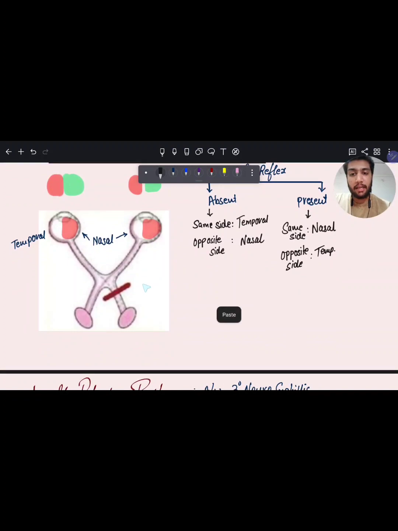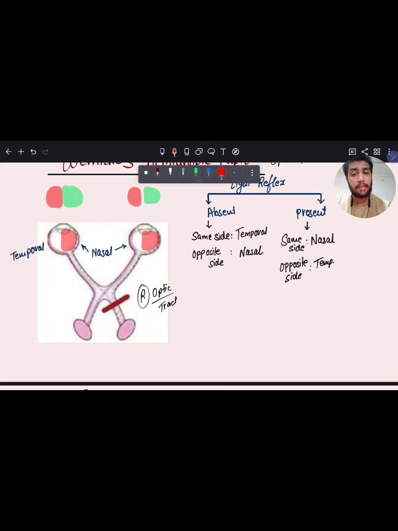So for example, we are taking the optic tract, the right optic tract. If the right optic tract is lesioned, from here on we are going to go retrospectively and see what fibers are affected. As I told, the temporal fibers don't decussate. So we will have temporal fibers from the same side, that is the temporal fibers of the right eye, because the right optic tract is involved, and the nasal fibers are the ones that are going to cross over. So we will have nasal fibers of the left eye coming and crossing over and going to the right optic tract.